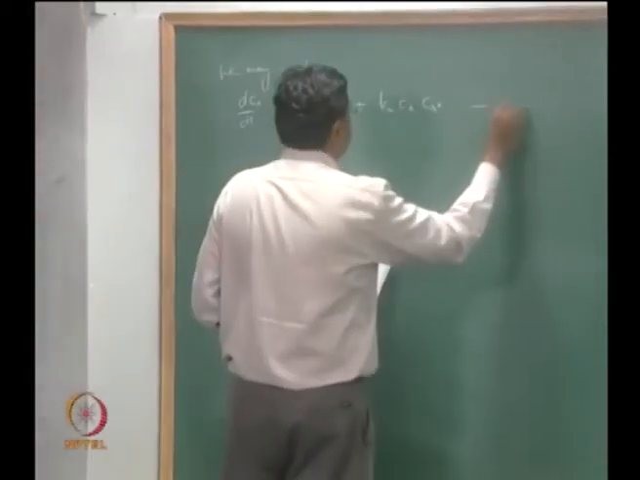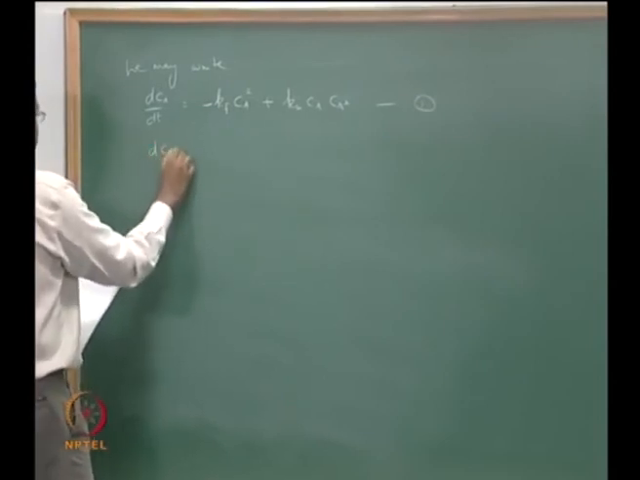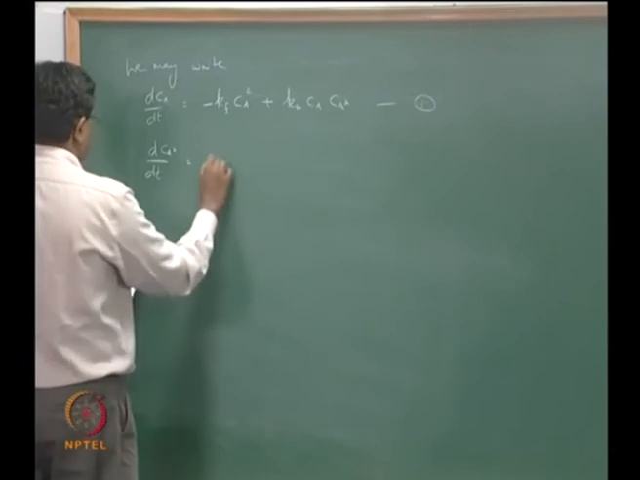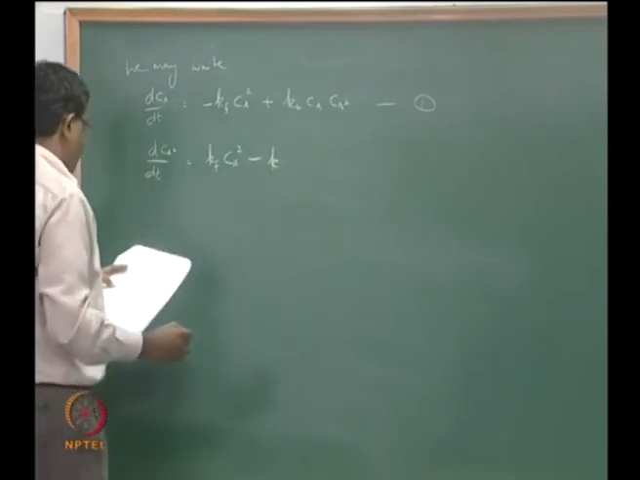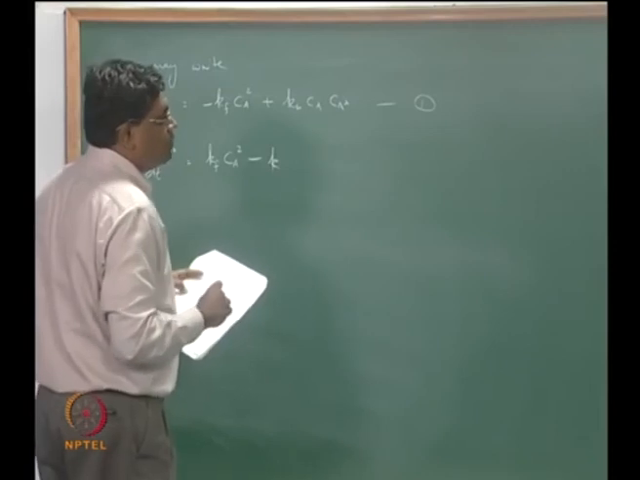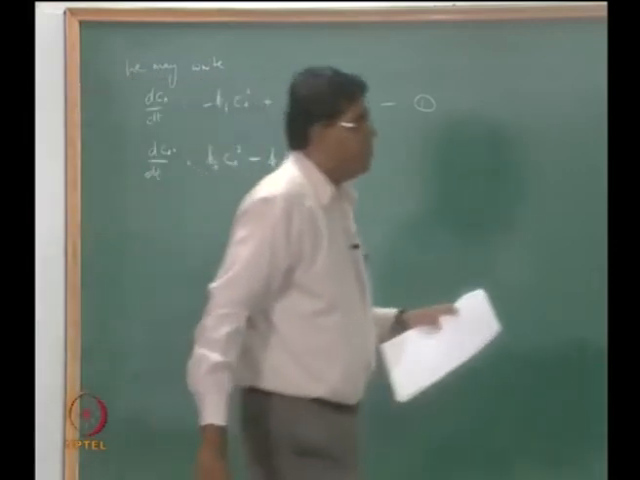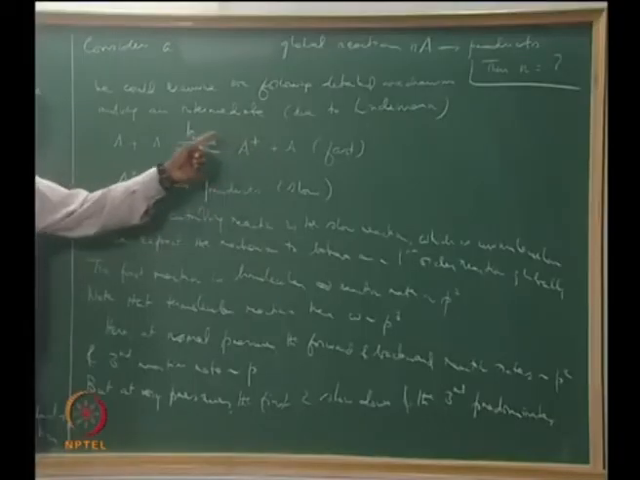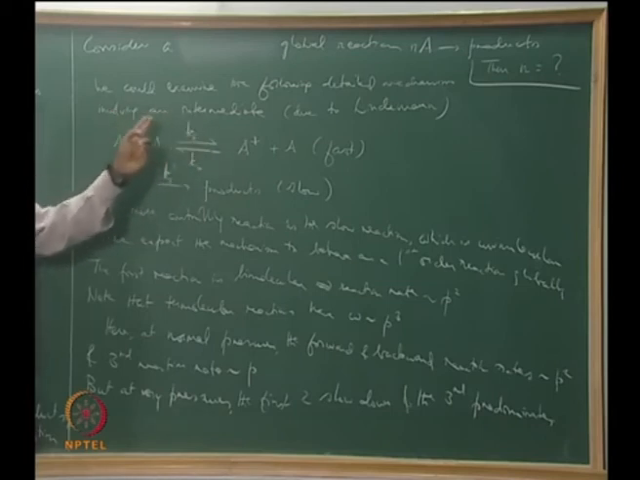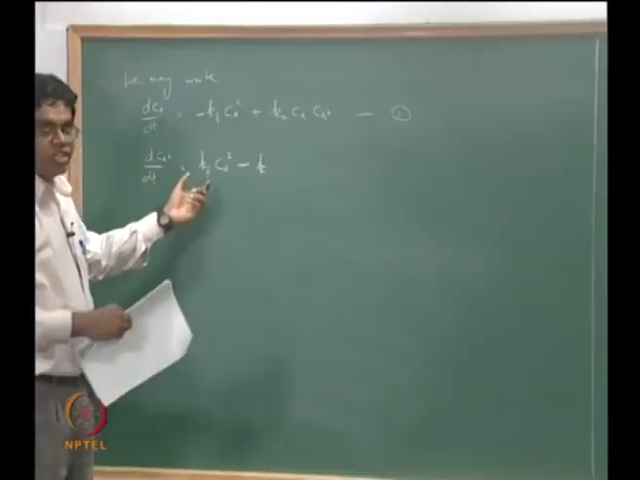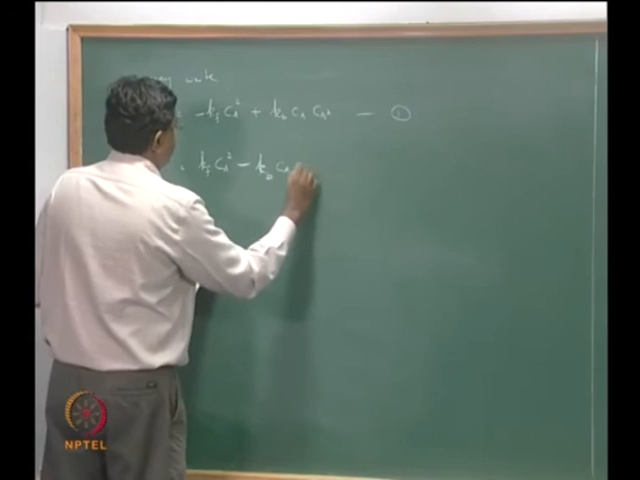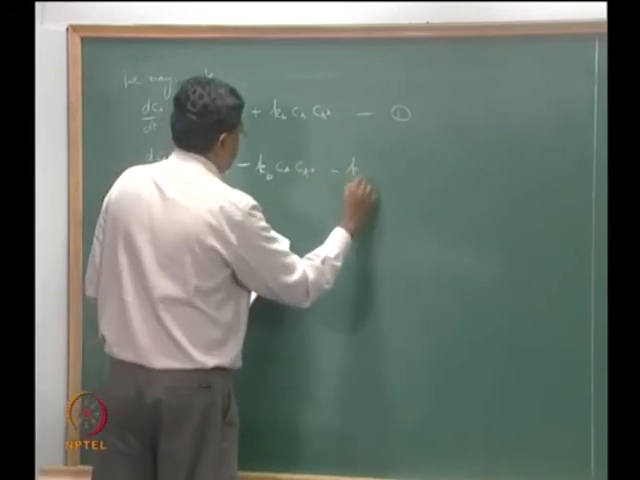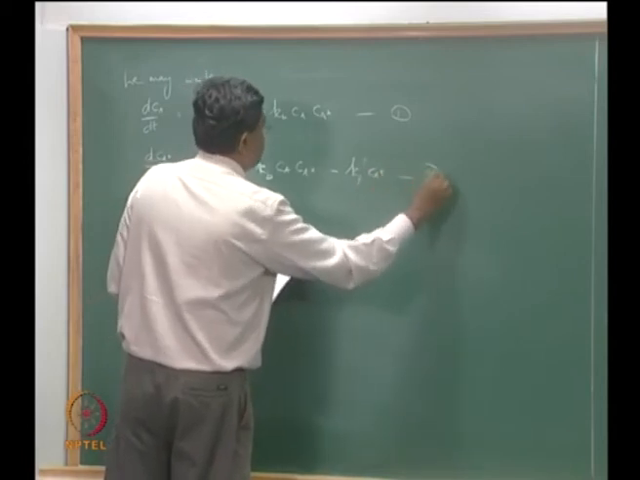And so let's call this 1, and dCA star divided by dt equals kf CA squared minus... Now A star is participating in three reactions. It's being produced in the first reaction and it's getting consumed in the second. There is a reverse reaction there and the third, right? So kf CA squared is the production rate for A star, but it is also getting depleted twice, which is kb CA CA star minus kf prime CA star. Let's call this 2.